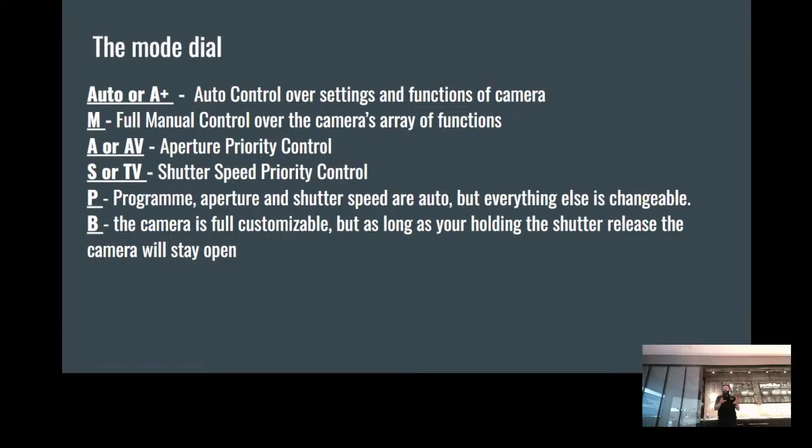B is the last one on there, which is on some of them, isn't on some of them, but the camera's fully customizable, but as long as you're holding down that shutter release, the camera's gonna stay open. If you're interested in astrophotography or long exposure photography, that's where B is really awesome. So this is what you'll see when people put their camera up and they take beautiful pictures of the Milky Way galaxy and the night sky. They're using some form of B or bulb setting, is what that stands for.